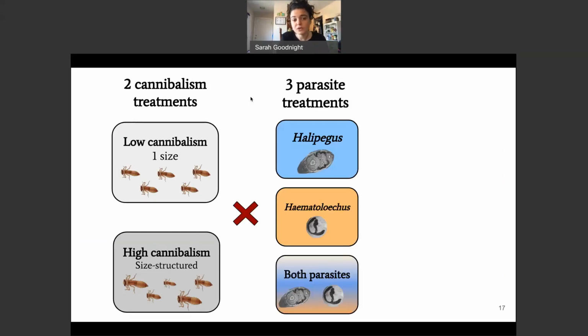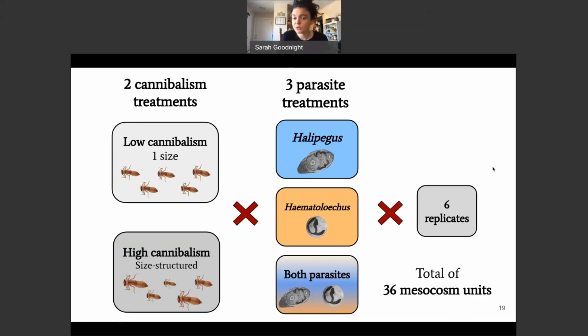I then crossed those 2 cannibalism treatments with 3 parasite treatments: a Halipegus only, where I had Halipegus parasites in that tank, Haematoloechus only, and I had a treatment that had both parasites in combination. Then I replicated each one of these 6 treatments 6 times for a total of 36 mesocosm units.